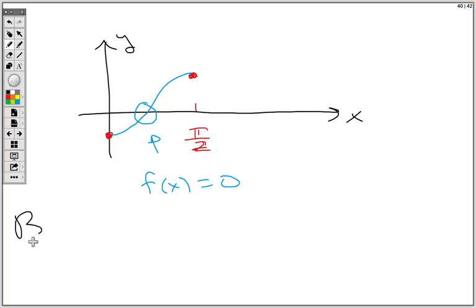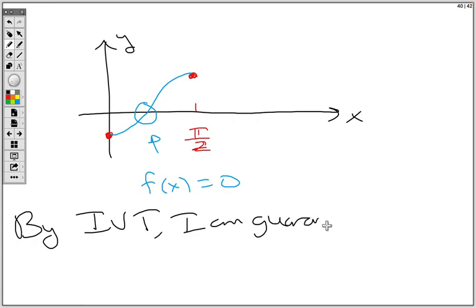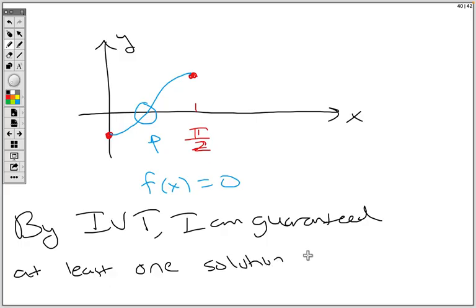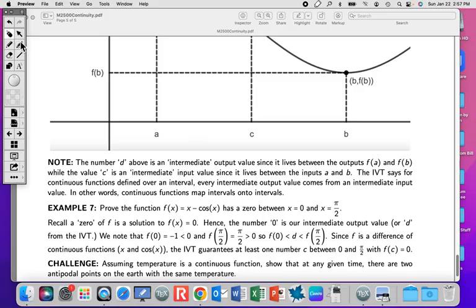And so by the intermediate value theorem, I am guaranteed at least one solution to f of x equals 0 in the interval from 0 to pi over 2. So let's fire up Desmos to see this.